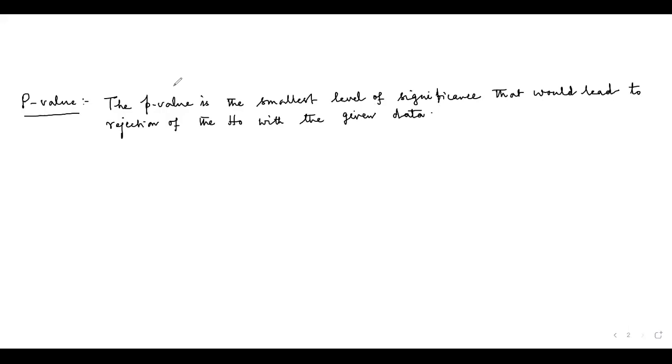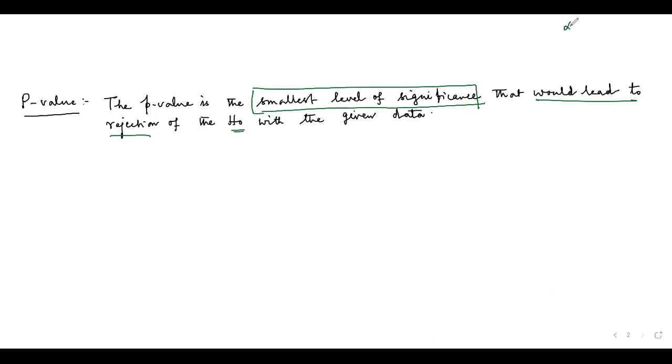So the definition of p-value is that the p-value is the smallest of all levels of significance that would lead to rejection of the null hypothesis H naught with the given data. How can we calculate the p-value? What is the formula?